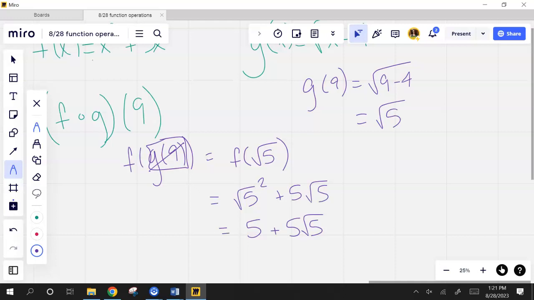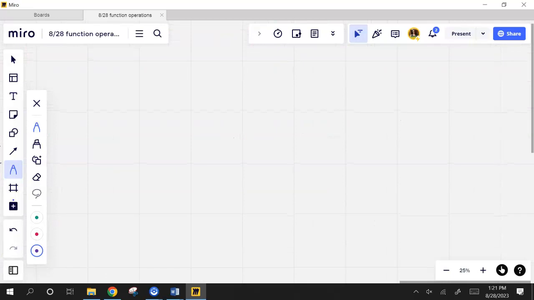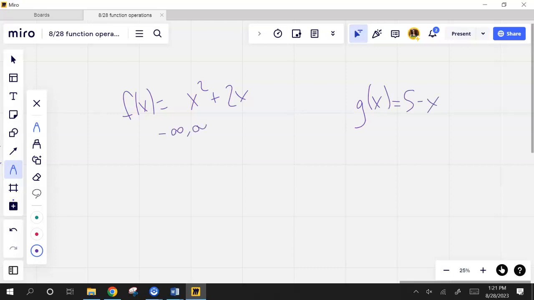All right, number 1. What's the domain? How about g? Why? No fractions and no radicals.